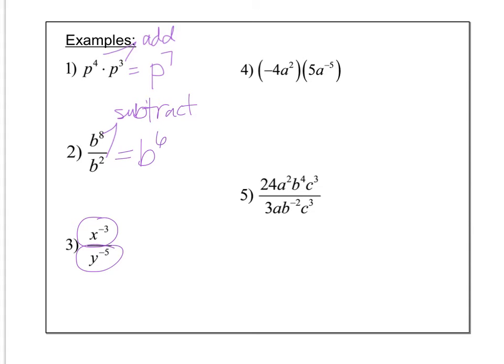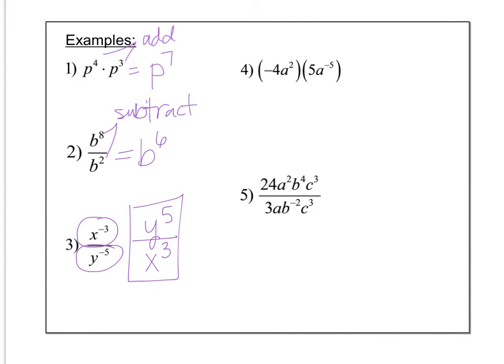It's super annoying. So since they both have a negative disposition about where they live, if we switch them, they get to be happy. They get to become positive exponents. So if it's on the bottom, it moves to the top. If it's on the top, it moves to the bottom, and they become positive because now they're happy exponents.